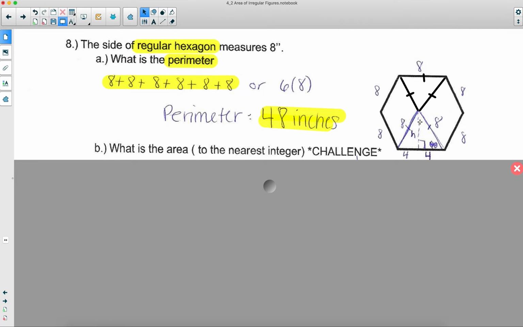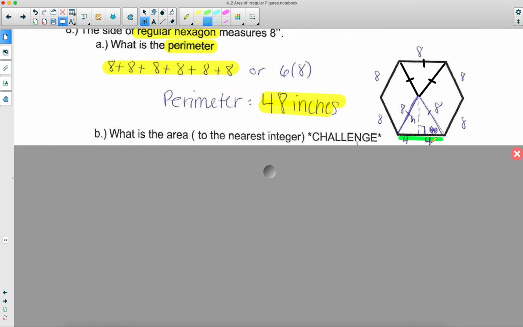Okay, so I take a look at this triangle, and I say, well, in this triangle, I have a base right here of 8. But notice I split it up to 4 and 4. And I did that because I drew in this altitude.